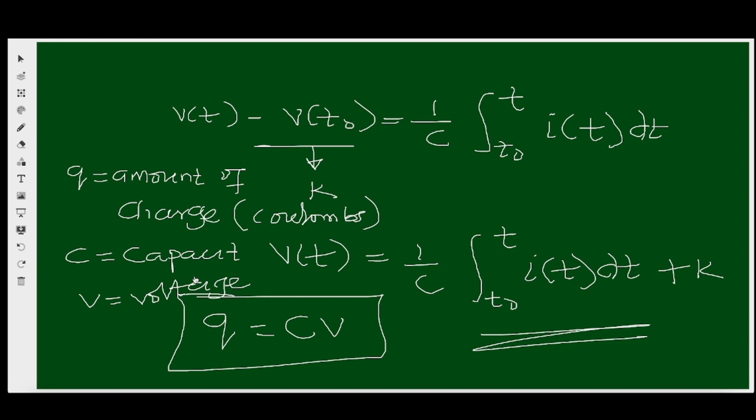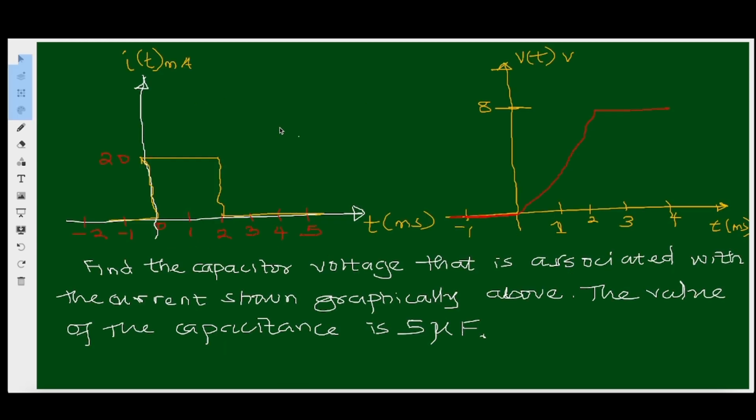So let's take an example. This is the example we'll be using to explain capacitors and the relationship between current and voltage in a capacitor. Find the capacitor voltage that is associated with the current shown graphically above. The value of the capacitance is 5 microfarad. You can see that the current time graph shows that any time before t is equal to 0, the current is 0. When the time is between 0 and 2 milliseconds, the current is 20 milliamperes. But for any time greater than 2 milliseconds, the current is 0.